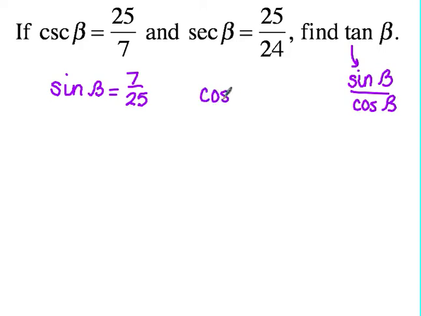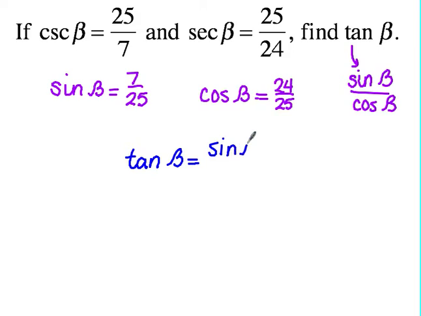Cosine. So really, I know that the cosine of beta is 24 over 25. And so now I need to find the tangent. So to find the tangent of beta, that's going to equal sine over cosine, which in this case, sine is 7 over 25, and cosine is 24 over 25.